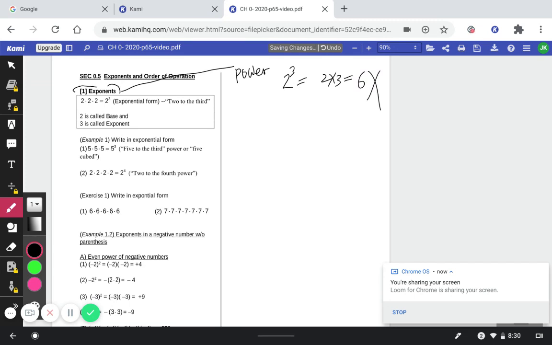In fact, 2 to the third power means 2 times 2 times 2. 2 times 2 is 4, 4 times 2 is 8. So the actual value of 2 to the third power is 8.